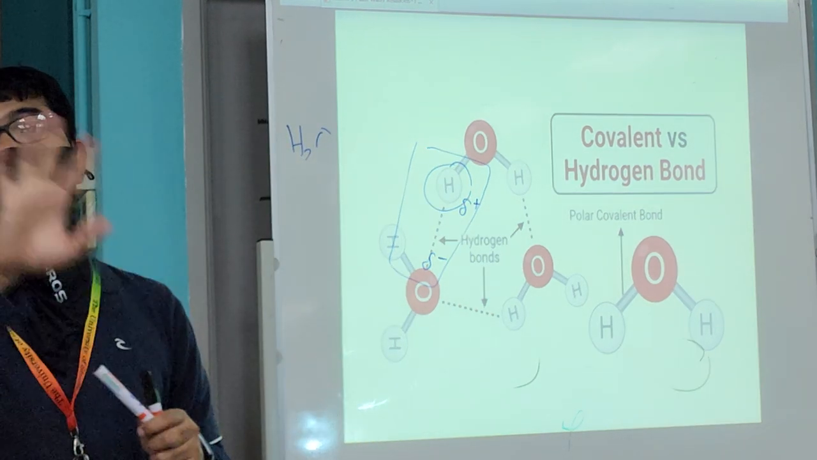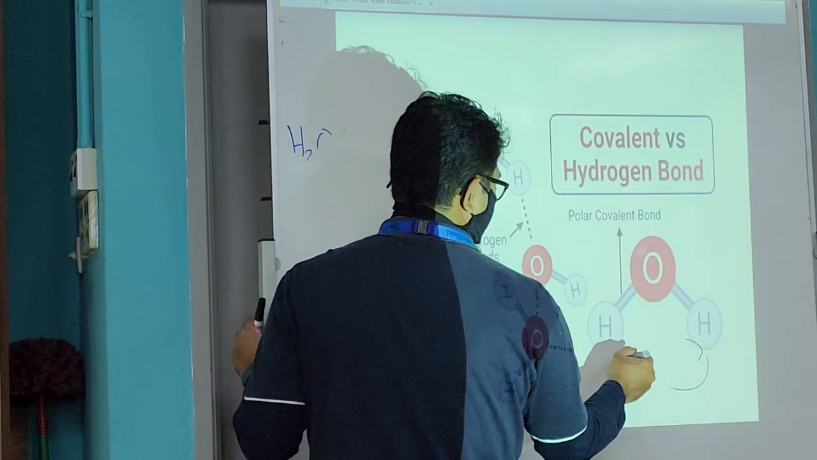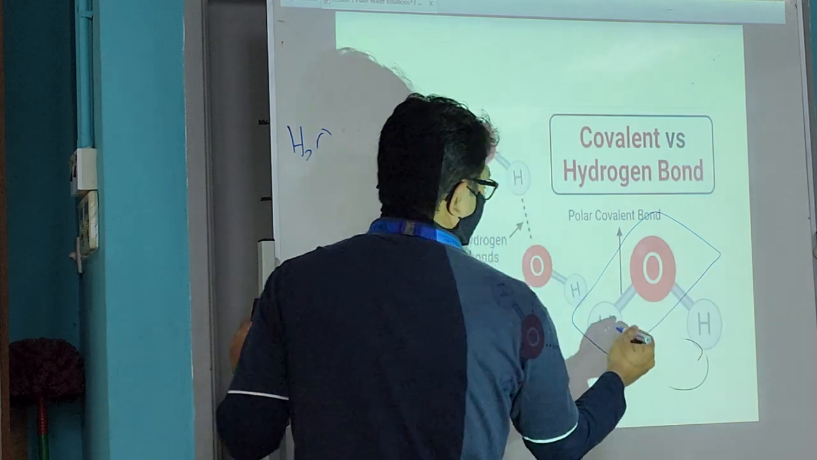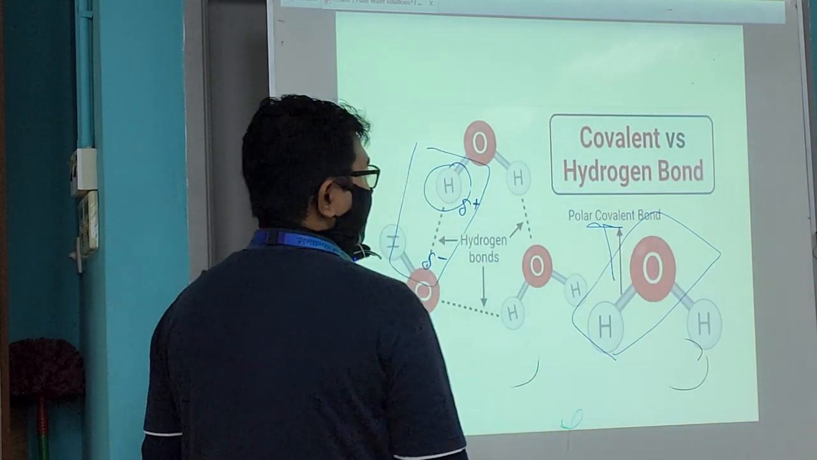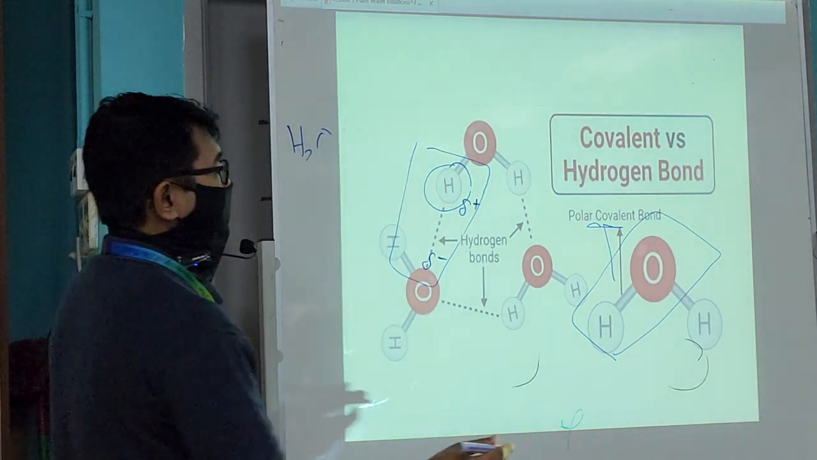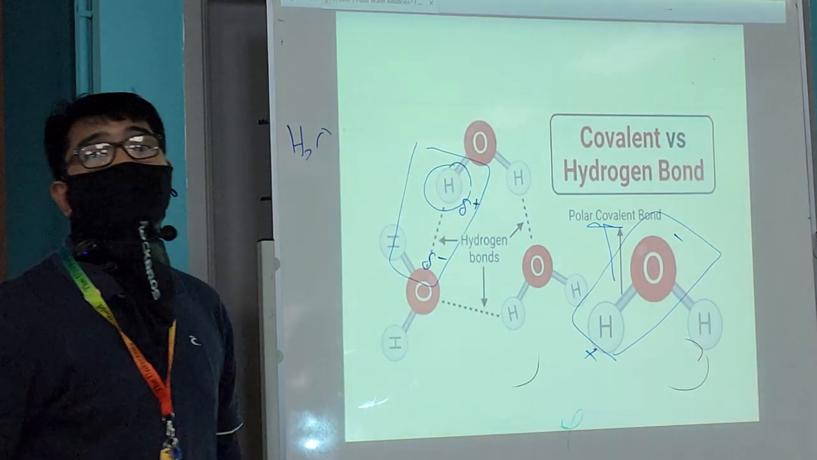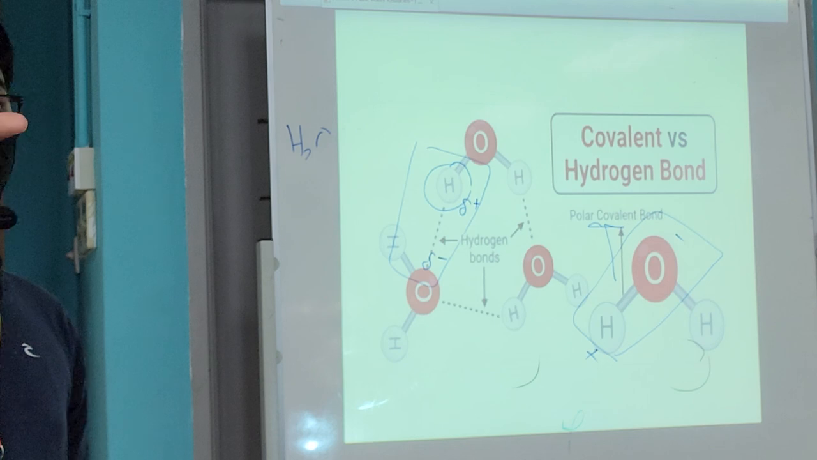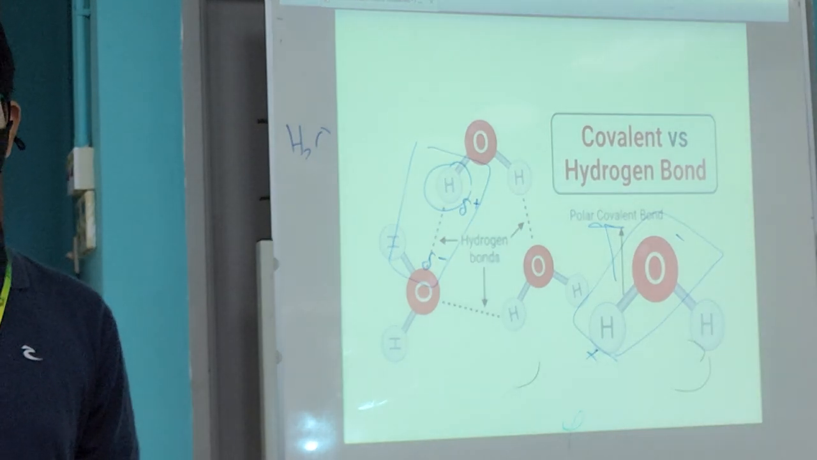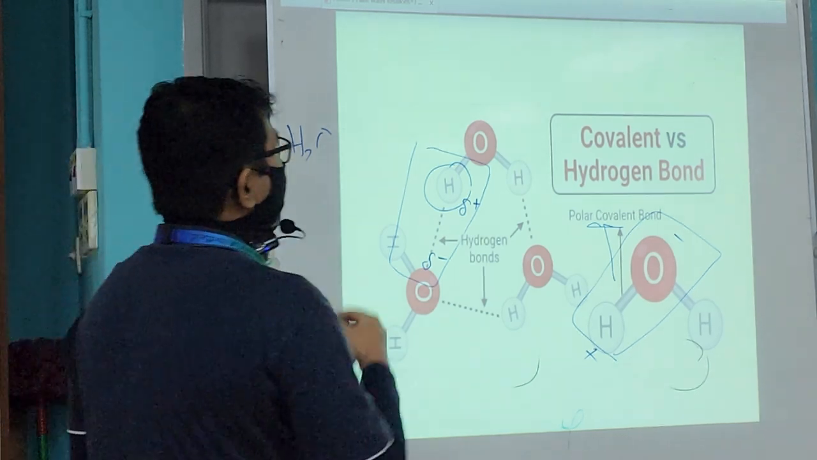It's for the non-similar atom or element, like in the case of hydrogen and oxygen here. So this is the polar covalent bond. Why is it called polar? Because this one is negative, this one is positive. That's why it's called polar. Like our Earth. Our Earth has got poles, right? North Pole and South Pole. That is the reason.